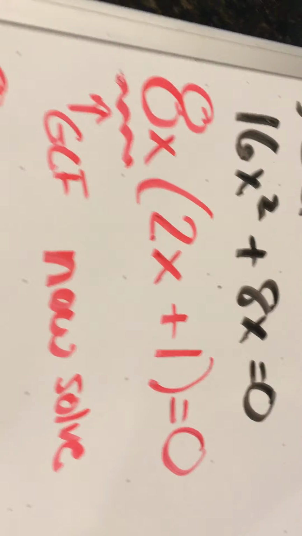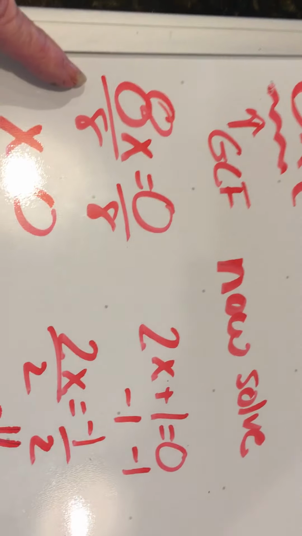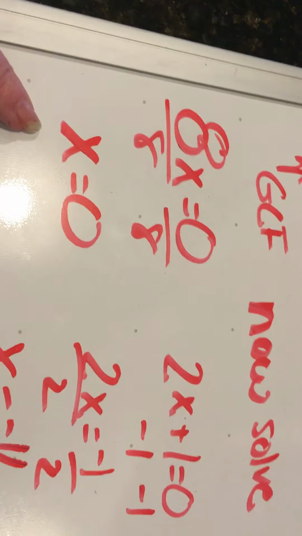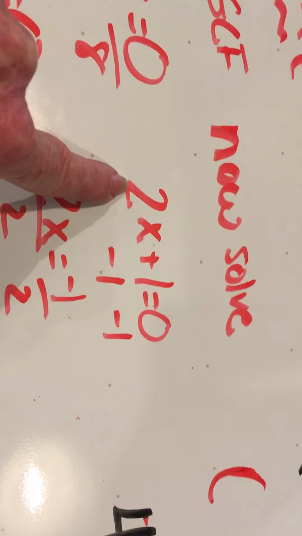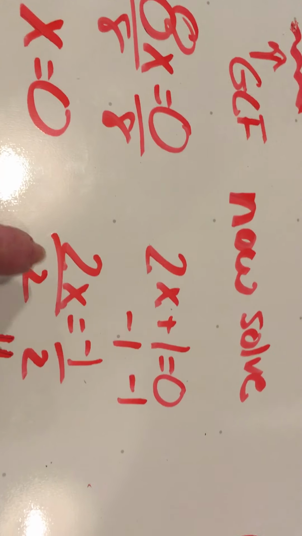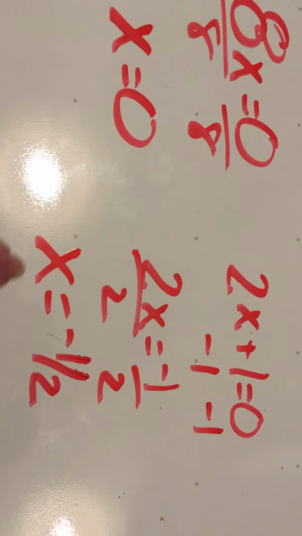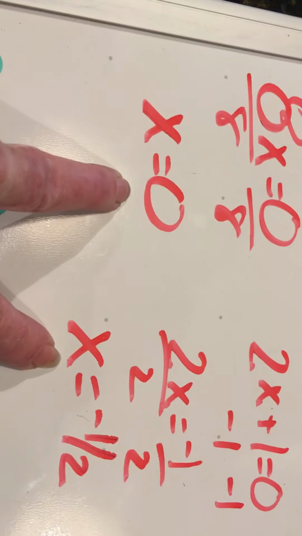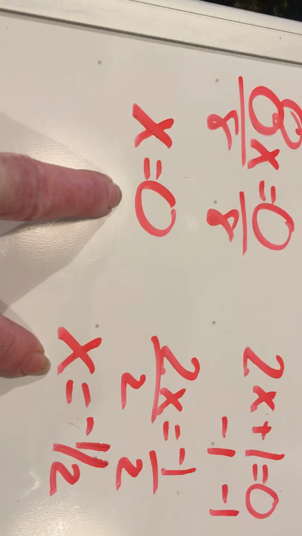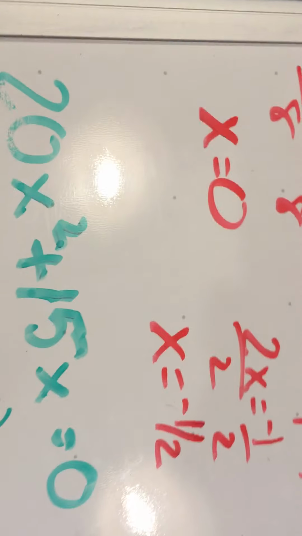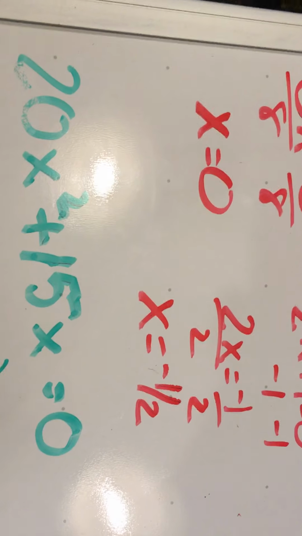Now we are solving it. 8x equals 0. Divide both sides by 8. You get x is 0. 2x plus 1 equals 0. Subtract 1. 2x equals negative 1. Divide by 2. X is negative 1/2. My roots, my zeros, my x-intercepts, if I were going to graph it, would be at 0 and at negative 1/2.